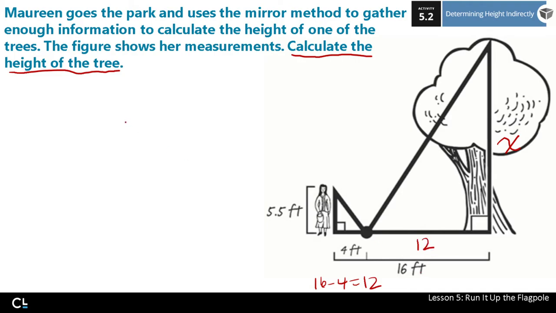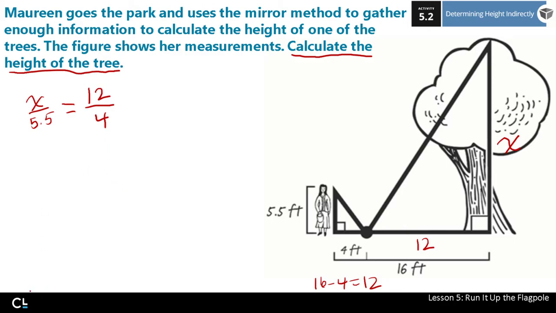And now we could set up our proportion, just like we did in the do now. Basically, same situation, right? Just have to figure out what the corresponding parts are. So I'm going to take my bigger and put it over the smaller. So we're going to say x over 5.5. That's the height of the tree over the height of our person, or height of Maureen. She has a name. And then we're going to do the distance from the mirror to the tree, 12, over the distance from the mirror to Maureen, 4.